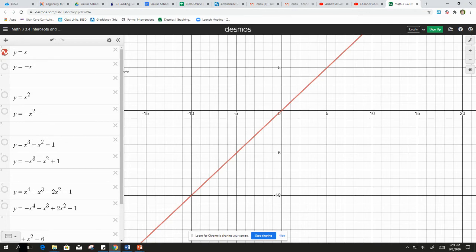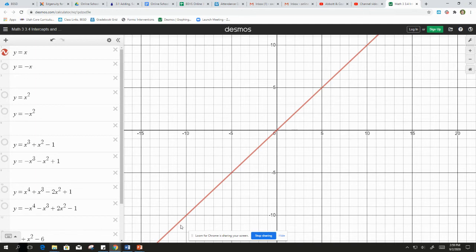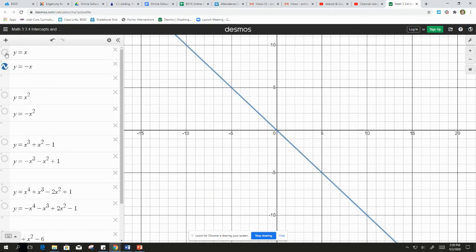That is a line. When I graph y equals positive x, that starts down here on the left and it climbs all the way up to the right. If I graphed y equals negative x, it's kind of the opposite. It starts all the way up on the left and goes down as I go to the right. See that? Up, down. Okay.